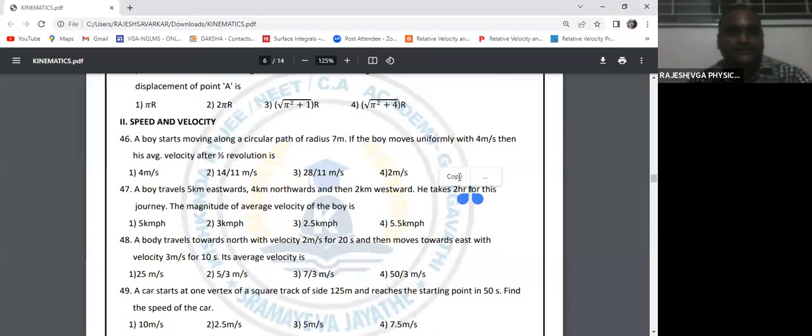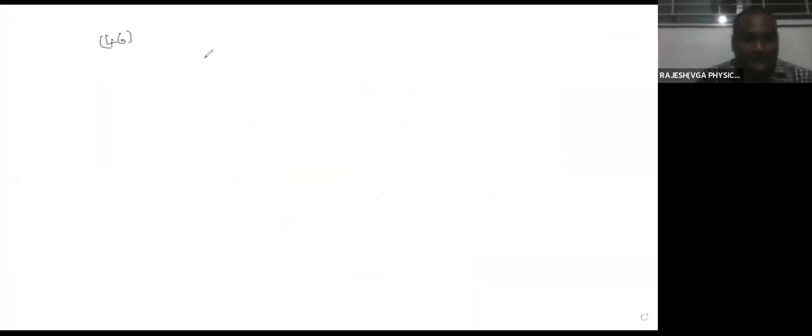A body starts moving along a circular path of radius 7 meters. If the boy moves uniformly with 4 meters per second, then his average velocity after half revolution is. So he is going in a circular path of 7 meters. In half revolution, what is his displacement first? In half revolution, his displacement is 2r, right? That is 14 meters.